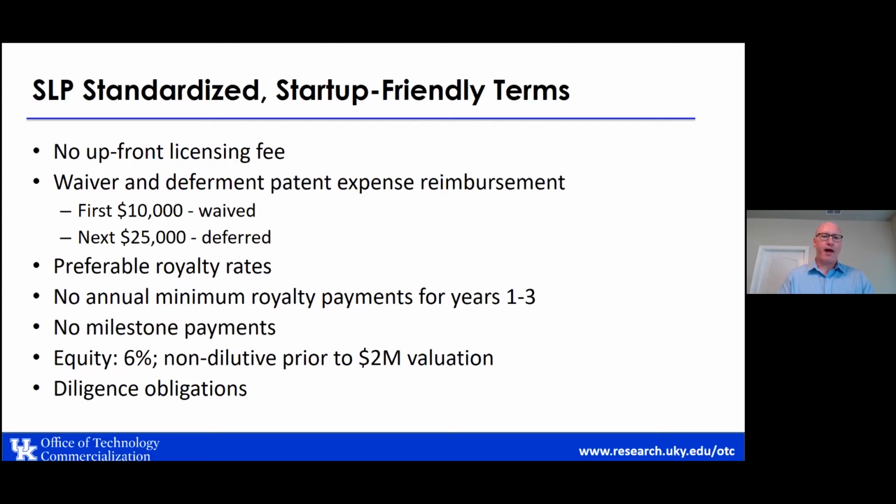And then we do have an equity component of this, and we're going to talk in more detail about these last two bullets, but 6% equity in the company. The license will bear a 6% equity within the company, and that will be non-dilutive prior to the company being valued at $2 million. Again, we're going to dive into that. And then with the SLP, there'll be diligence obligations, and we're going to talk in more detail about that.